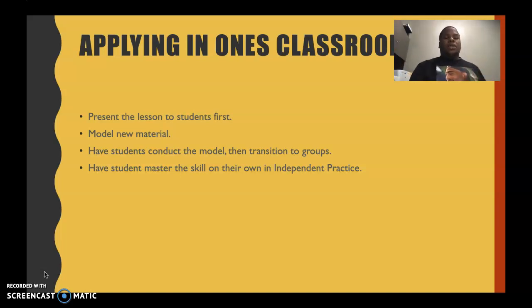The next thing will be to have students conduct the model. Conduct the I do, we do, you do model individually, and then they'll transition into a group setting and model along with their peers. And then lastly, have students master the skill on their own, independent practice.